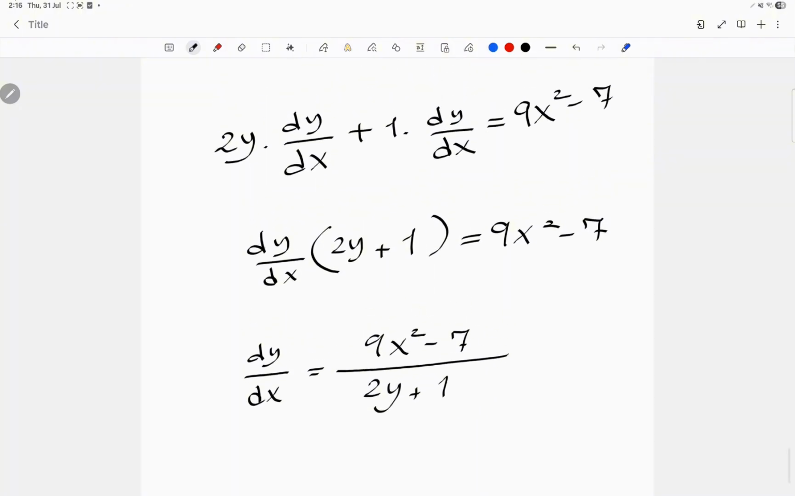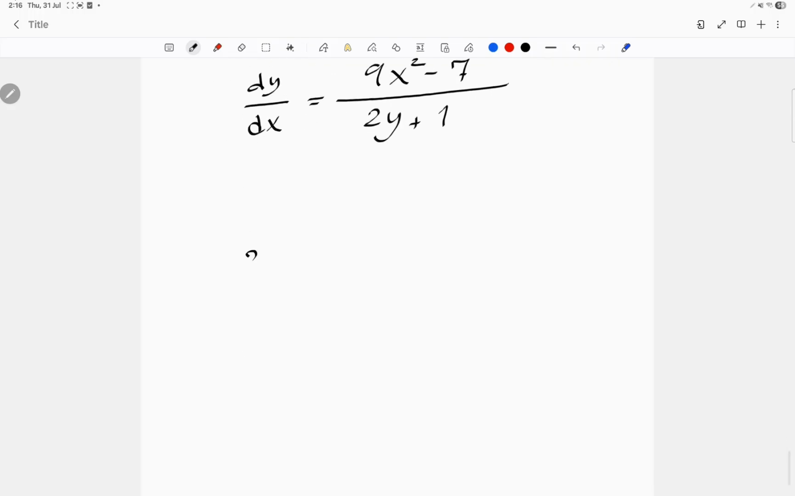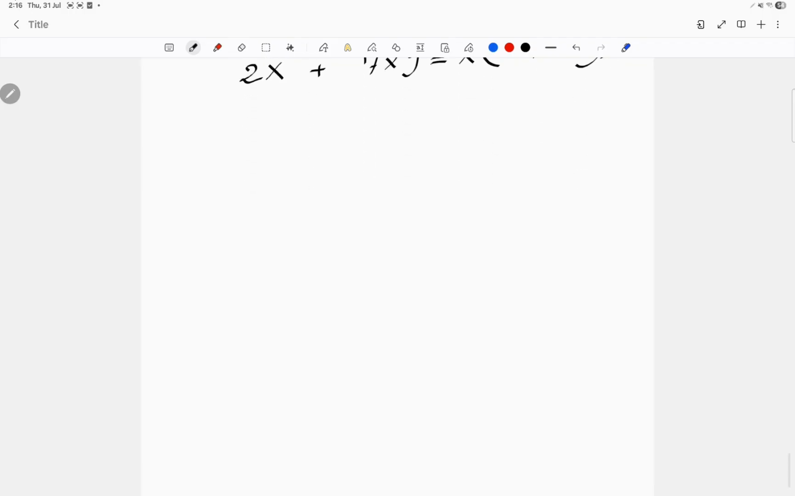Sorry? So we had 2 dy over dx. Yeah. It's called factoring. For example, if I had 2x plus 7xy, I want to factor the x out. You're going to have x times 2 plus 7y. Factoring? Yeah. Who taught you math in grade 9? Okay, moving on. I was his teacher in grade 9.